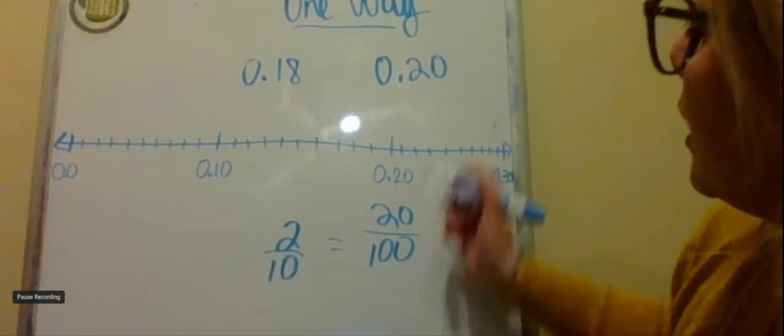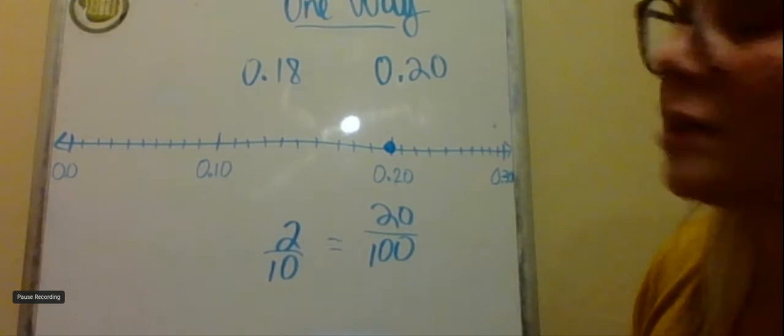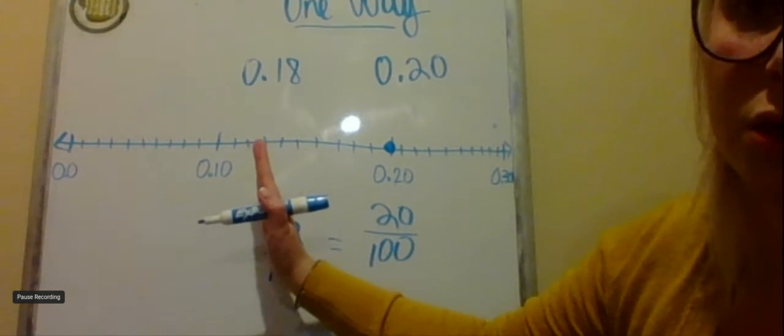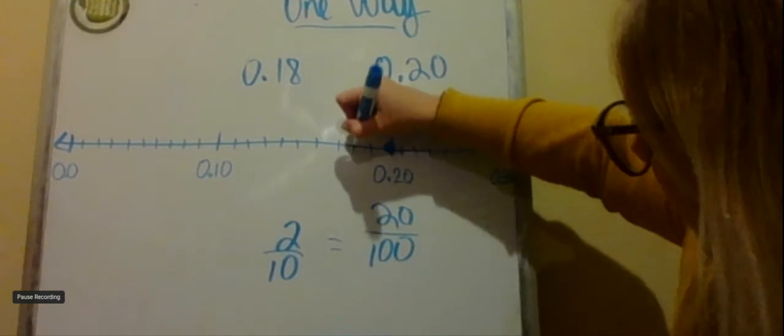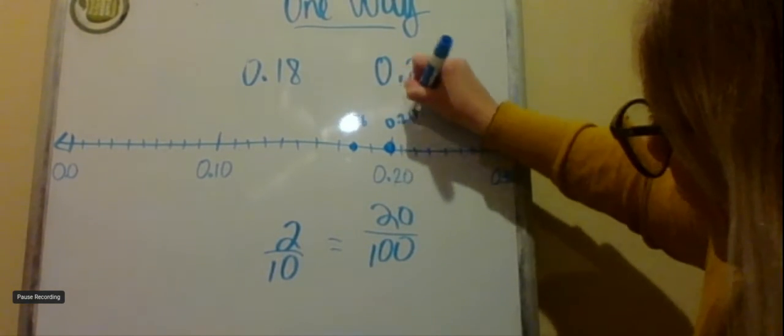Okay, so here's 20 hundredths on my number line. 18 hundredths would be closer to 0. So I'll be like 19, 18. So we have 18 hundredths here, and here we have our 20 hundredths. So we can see it.